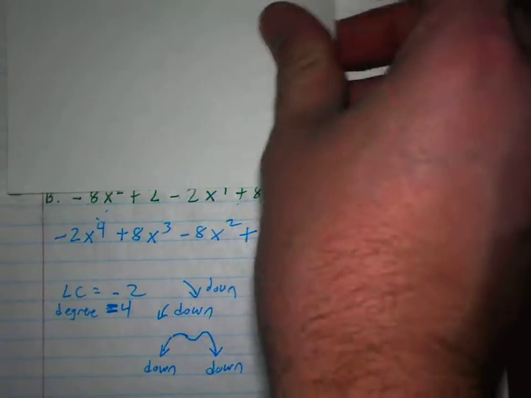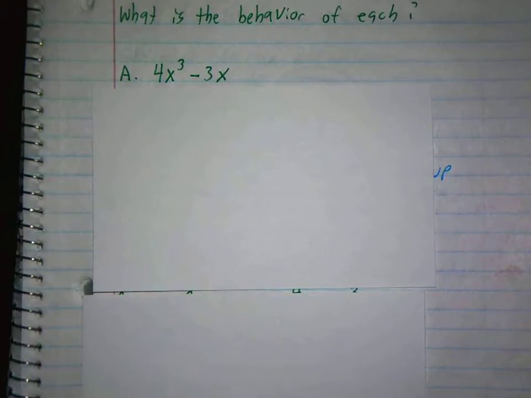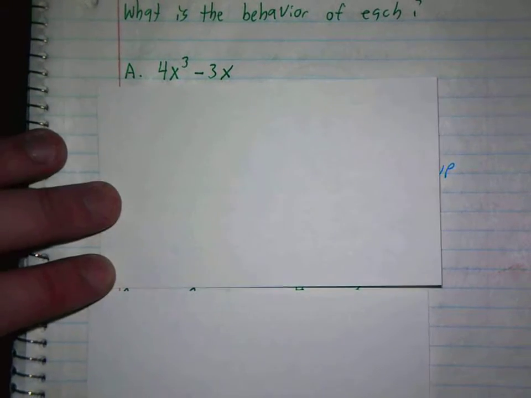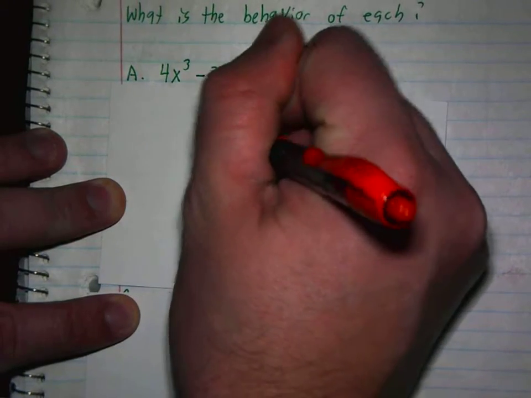So an example, 4x cubed minus 3x. You have to put it in standard form. We can look at the degree. 4x cubed is my leading term. And I look at the 4, is 4 a positive leading coefficient? Positive. So what that means is, because 4 is positive, it's going to open up on the right.